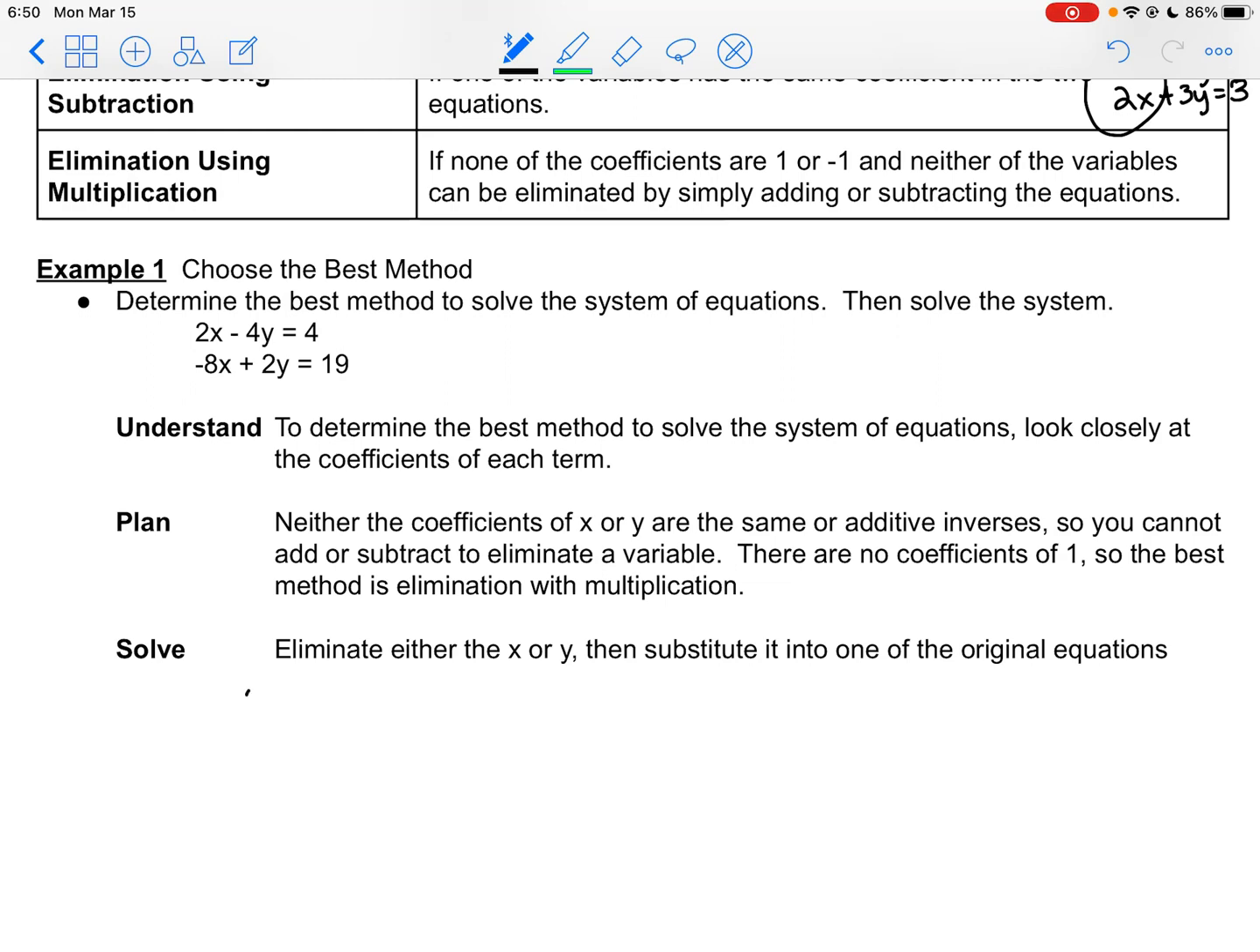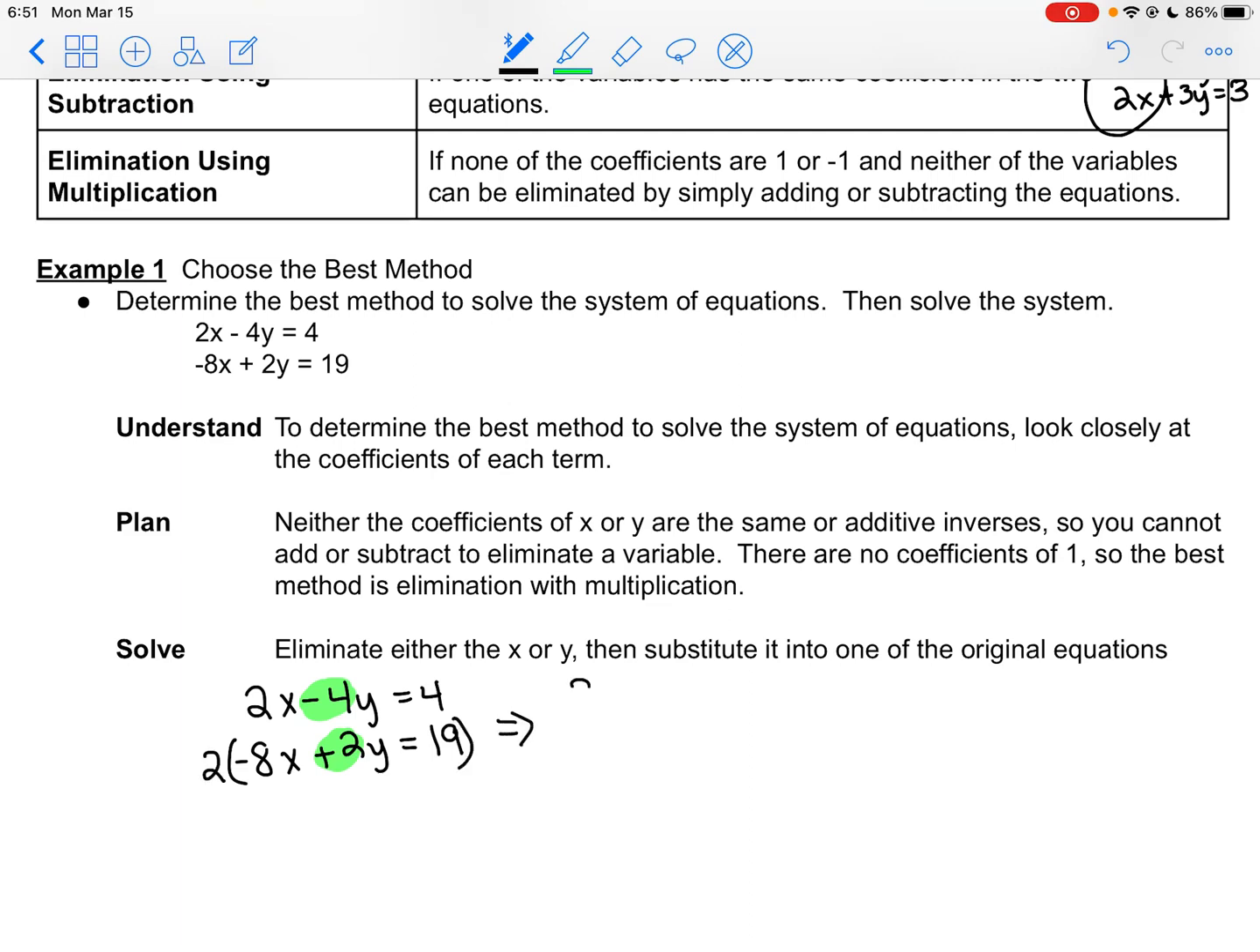Looking at this system, I can choose whether I want to eliminate the x or the y, and then I want to find a multiple to use to do so. If I look at the second equation, I notice that it has a positive 2 in front of the y, and I can make that match this 4 but with a different sign. So if this y value in the first equation is a -4, I want this to be a positive 4. To get that to be a positive 4, I'm going to multiply by 2.